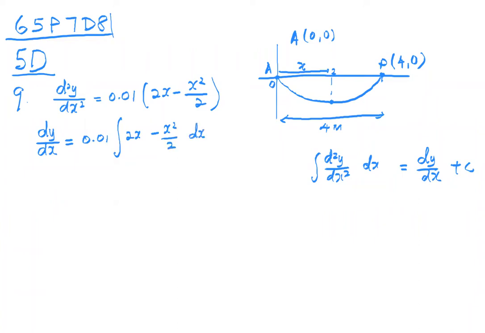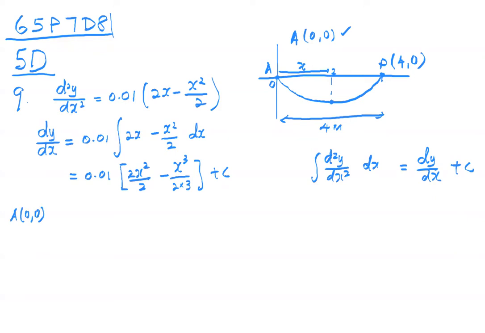So we use the simple rule of integration. We get 0.01 times 2x squared over 2. Am I right? Add 1 to the power, then divide by the new power. All right? Okay, then we have a plus c. Got it? So we are going to use point A to settle our first constant.